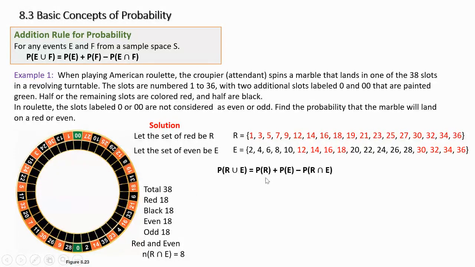So the probability of red is 18 over 38, right? Because there's 18 red. Plus even, there's also 18 even over 38. Minus the ones that are red and even, right? Red and even means the ones here. You see this red and even, there's 1, 2, 3, 4, 5, 6, 7, 8. So that's why it's going to be 8 over 38. So we get 28 over 38. So this is my solution, 14 over 19. So the probability that the marble will land on a red or even is 14 over 19.